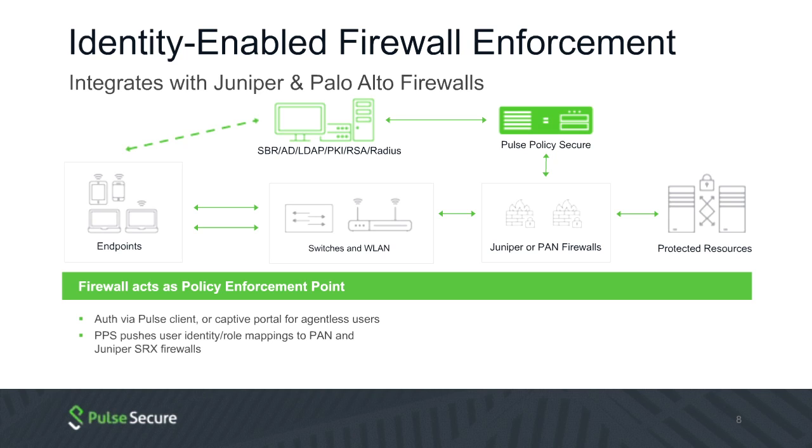The identity-based access control can be extended to both Juniper and Palo Alto Networks firewalls. For the Juniper integration, we also have the ability to do centralized policy provisioning, where the role-based access control policies can be configured centrally on the policy server and provisioned out to the Juniper firewall enforcers.